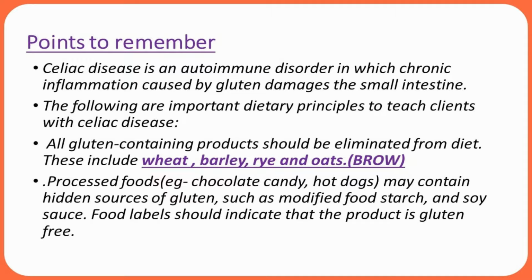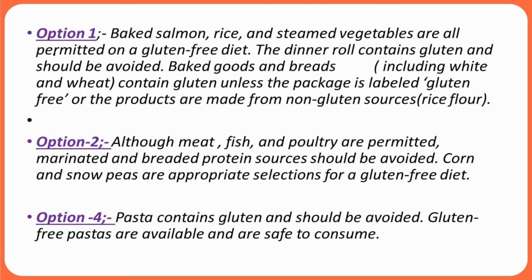So option 1 contains baked salmon with rice, steamed vegetables and dinner roll. See the first one, it's baked salmon. What are the things used for baking? Sometimes it might be wheat, like white and wheat products. Even the baked salmon itself should remind us to think that this is a gluten-containing one, so we cannot give it.